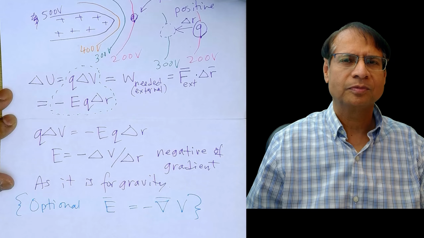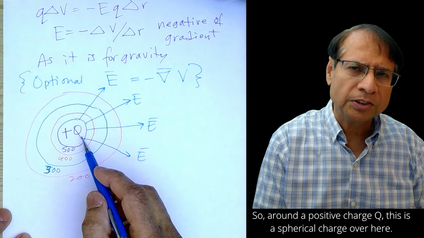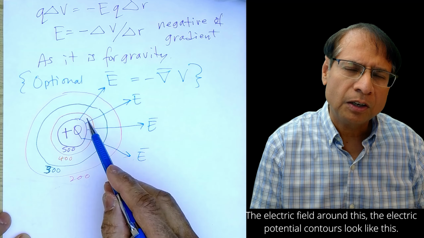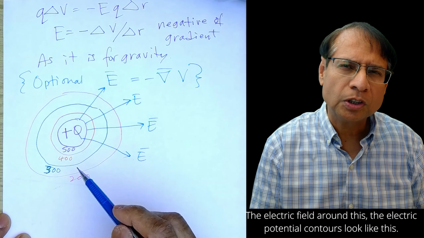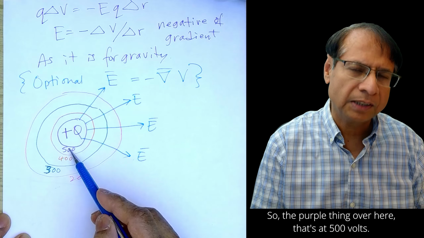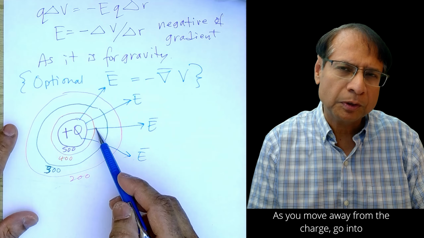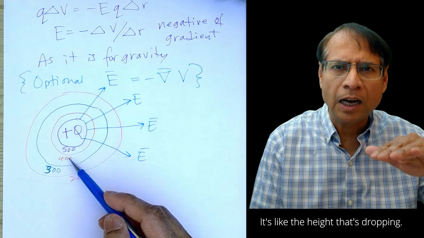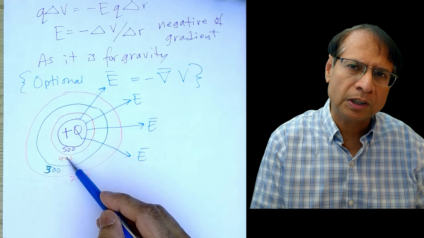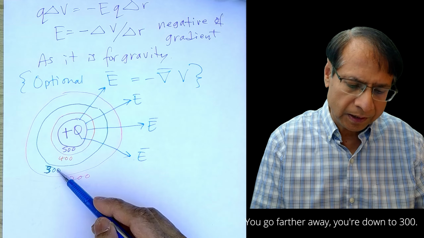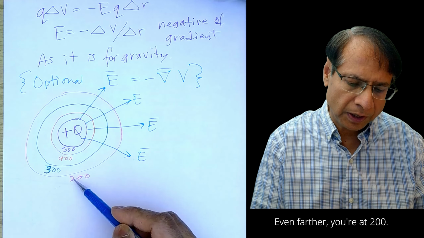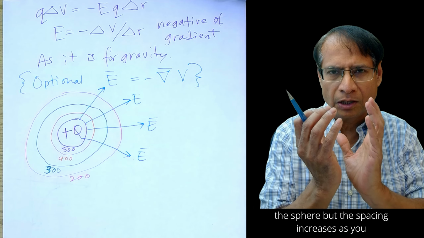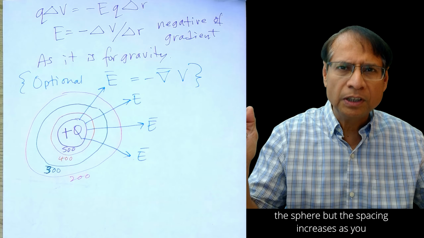three-dimensional space. So around a positive charge Q, this is a spherical charge over here, the electric potential contours look like this. The purple one over here is at 500 volts. As you move away from the charge, into space some distance away, the potential has dropped. It's like the height is dropping. It went from 500 to 400. You go farther away, you're down to 300. Even farther, you're at 200. So they're concentric around the sphere, but the spacing increases as you go away.